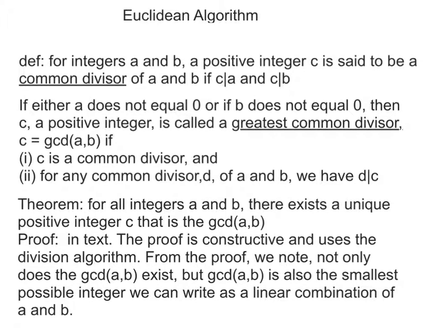So our theorem is, for all integers a and b, there exists a unique positive integer c that is the greatest common divisor of a and b. Again, this is consistent with what you've learned in elementary school. The proof is in the text. The proof is constructive and uses the division algorithm. From this proof, we note not only does the greatest common divisor of a and b exist, but it is also the smallest possible positive integer we can write as a linear combination of a and b. We do use this fact quite a lot, the linear combination.